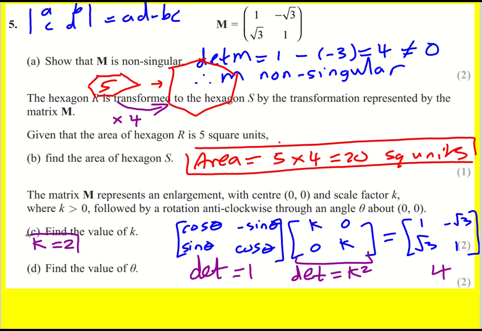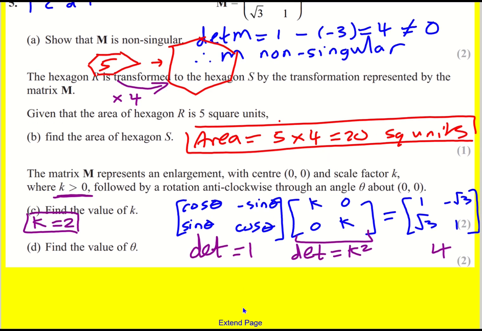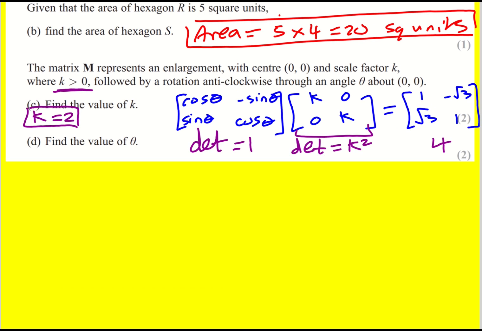When we say enlargement, we tend to mean a positive enlargement, but it really clarifies it here. k is greater than 0. So you can write plus or minus 2 and then reject the minus 2 if you want. A slightly longer way to do it would be to actually multiply the matrix out. You get k times all of this, and when you then find the determinant of that, you would get k squared, and then in brackets, cos squared plus sine squared, which is 1, and you get the same result.